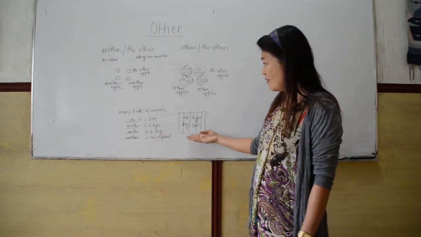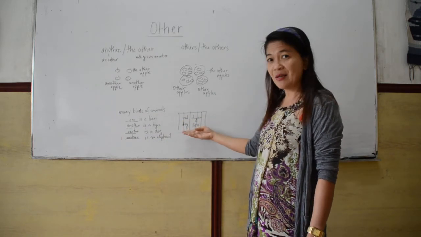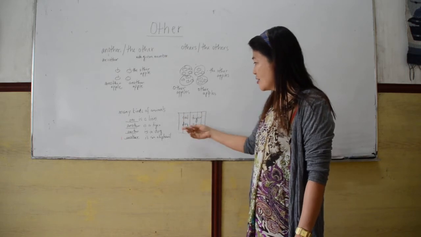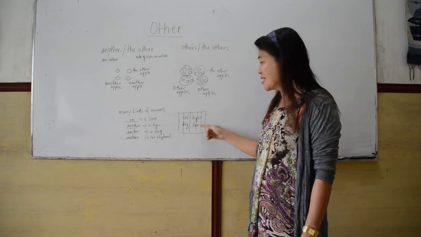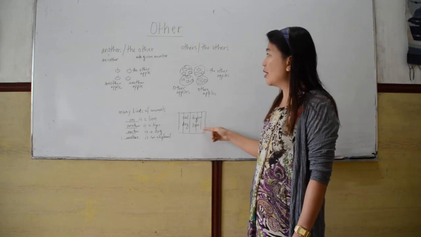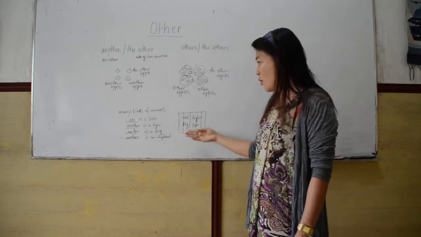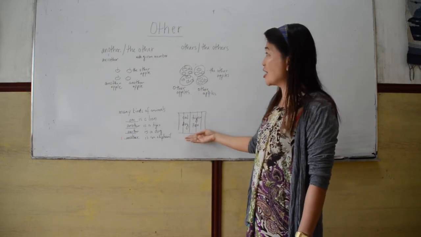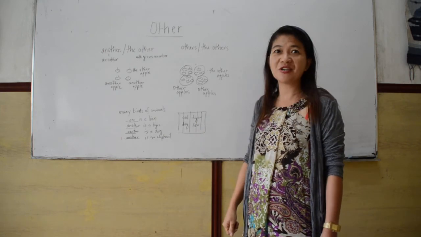On the other hand, if I say, in a cage, there are 4 animals. One is a cat, another is a dog, another is a tiger, and the other is a lion. This time, I used the other, because there are only 4, I mentioned a number. So I hope that is clear for the singular forms.